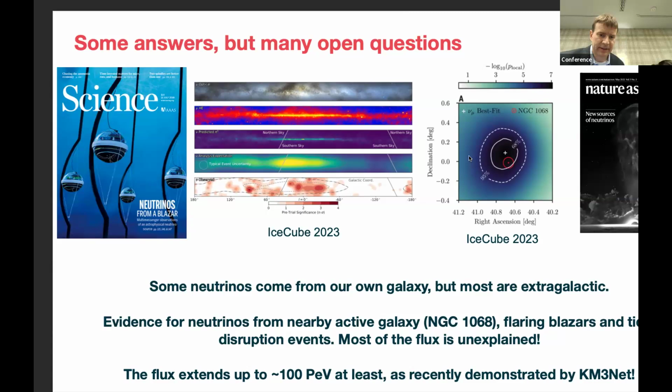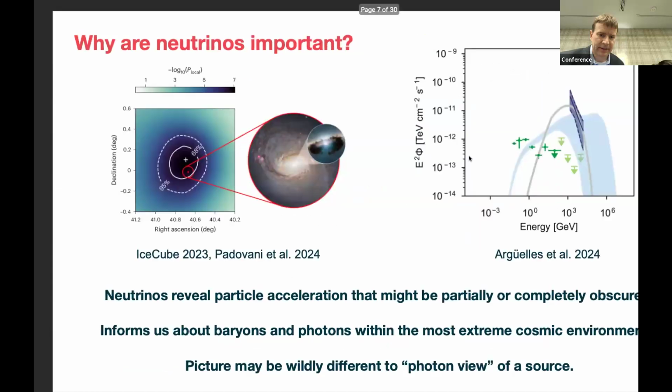But I want to really emphasize there is a large number of neutrinos that are detected, and most of the time we really have no idea where the neutrinos come from. So there's a lot that's really not known at all. And this neutrino flux, as we're learning just in the last couple of months, extends up to at least 100 PeV. So really very, very extreme energies.